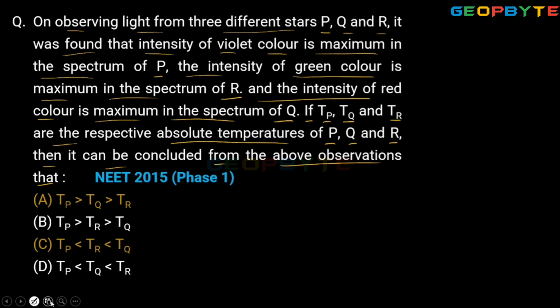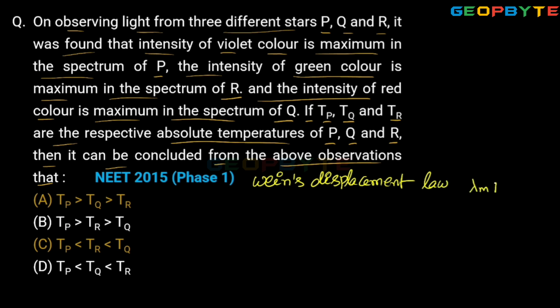As you know, listen carefully, Wien's displacement law is lambda m into T is equal to a constant. That constant is written as b. From this I can write that lambda m is equal to b by T. Since b is constant, lambda m is inversely proportional to absolute temperature.